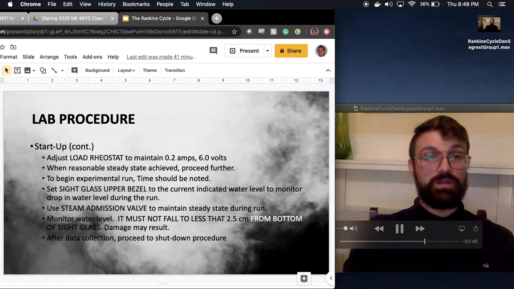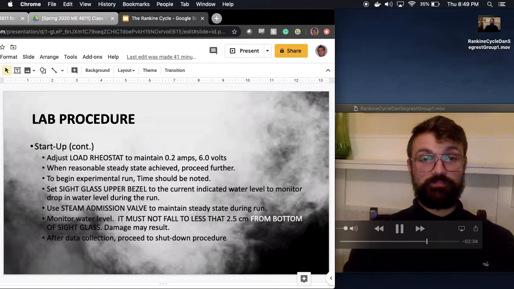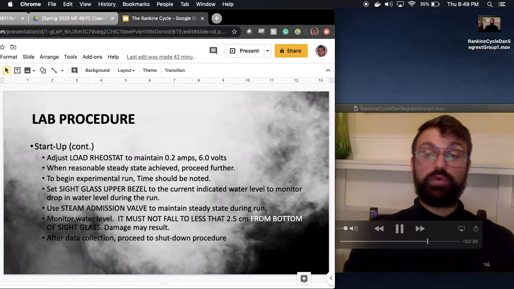The time should be noted. Also, we need to set the sight glass on the upper bezel to the current indicated water level to monitor water drops that may occur during the run. We'll use the steam admission valve to maintain a steady state during the run. As we monitor the water level, it must not fall 2.5 centimeters, so about an inch from the bottom of the sight glass, or damage may result. Then after the data collection, proceed to shutdown procedure.